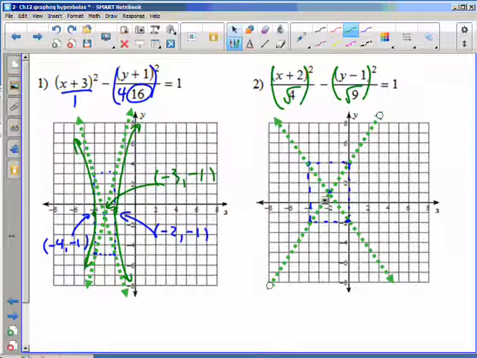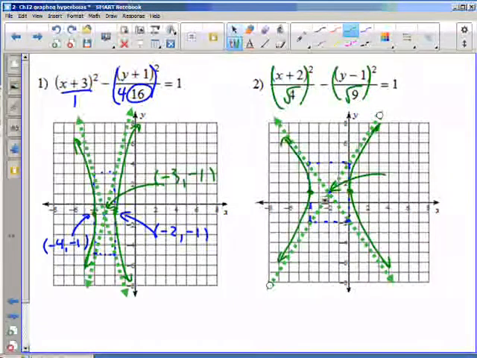This one's going to be left and right again. So you can put a dot there. Labeling these important points, the center is at -2, 1. And my two vertices are at, in this case, 0, 1, and -4, 1.